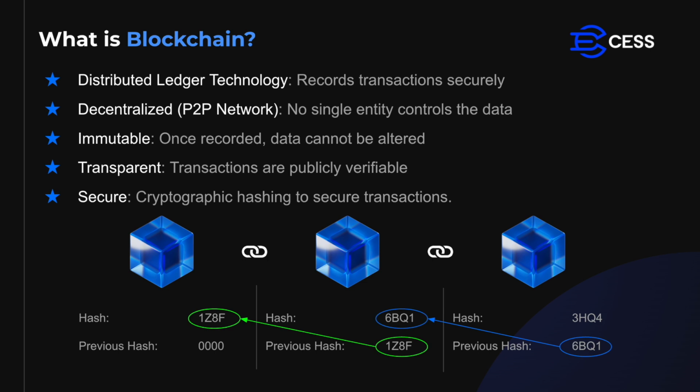Now, if anyone tries to alter a previous block, even by changing a single digit, the hash of the block will change completely. This will break the link to the next block, making it obvious that the data has been tampered with. This is why blockchains are so secure. If a hacker wanted to alter a transaction, they would have to change every subsequent block.